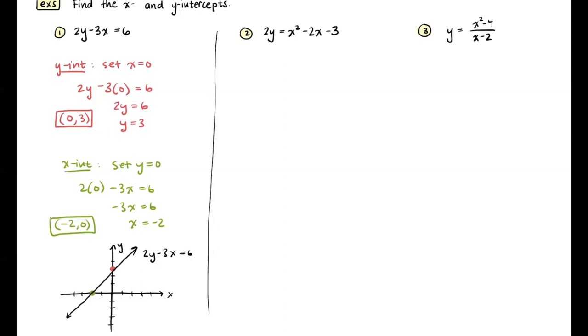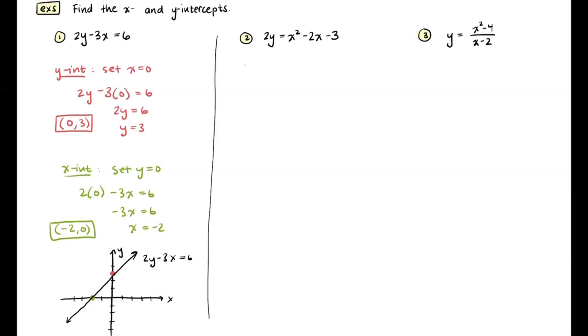Okay, I like to start again with the y-intercept because I think it's easier and makes me feel good to do something a little easier first and get warmed up for the harder stuff. So we're going to set x equal to 0. We'll have 2y equals 0 squared minus 2 times 0 minus 3. So it leaves us with 2y equals -3, and we'll solve for y, and that gives us y equals -3 halves. So our y-intercept is going to be (0, -3/2).